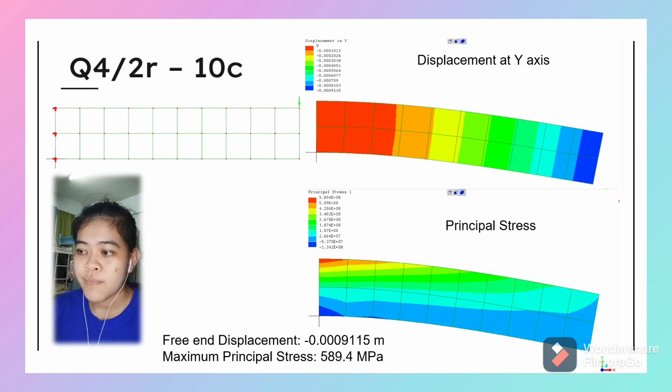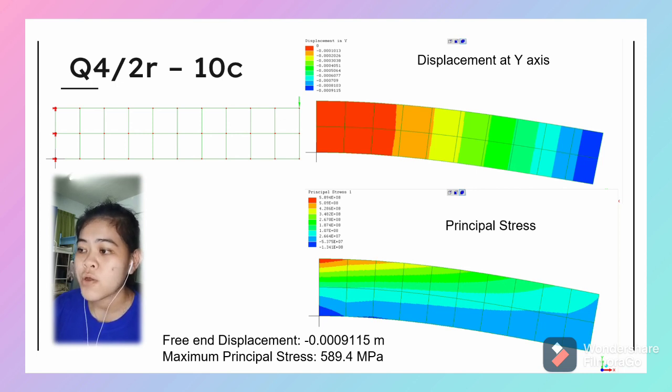For this Q4 beam analysis type of meshing, the mesh was done by plotting the coordinates of the nodes and connecting them, making sure that it is 2 rows and 10 columns, as shown in the figure. And the boundary conditions were applied: the fixed support is at the left end of the beam, and the other end of the beam, which is the free end, is applied with 2000 Newton of force.